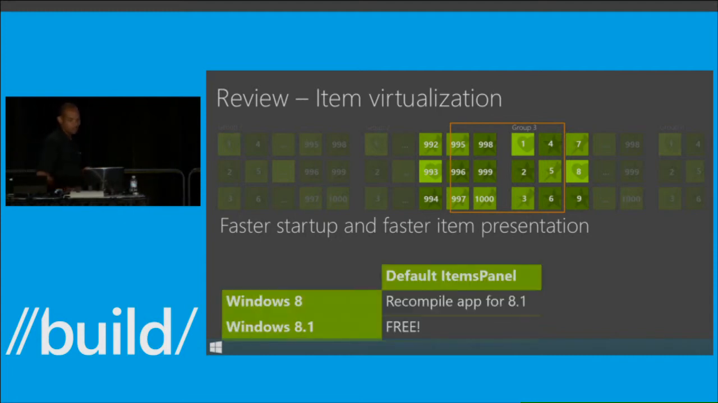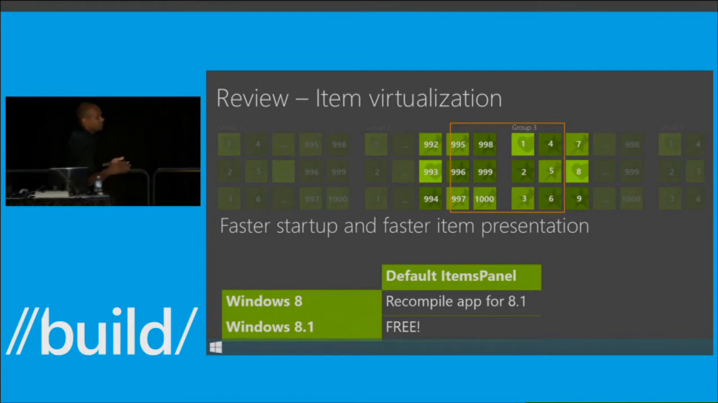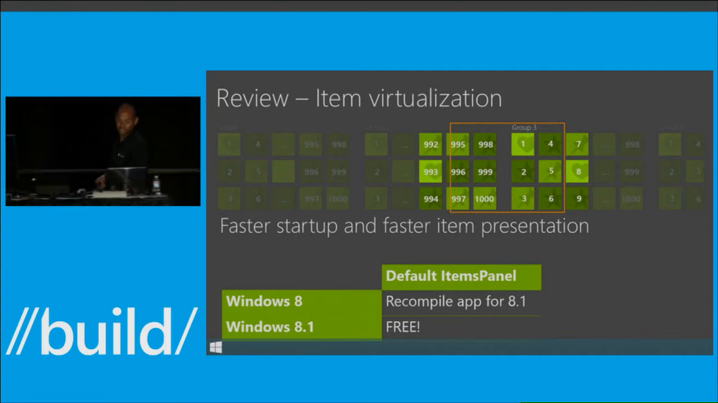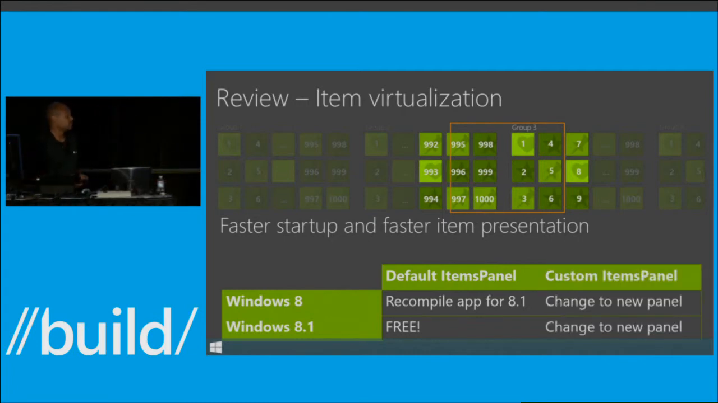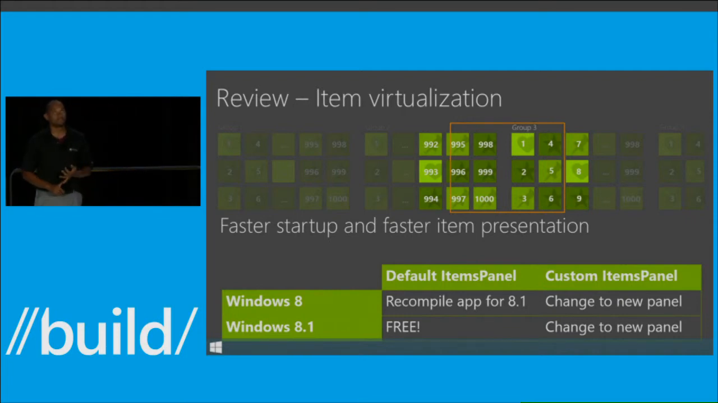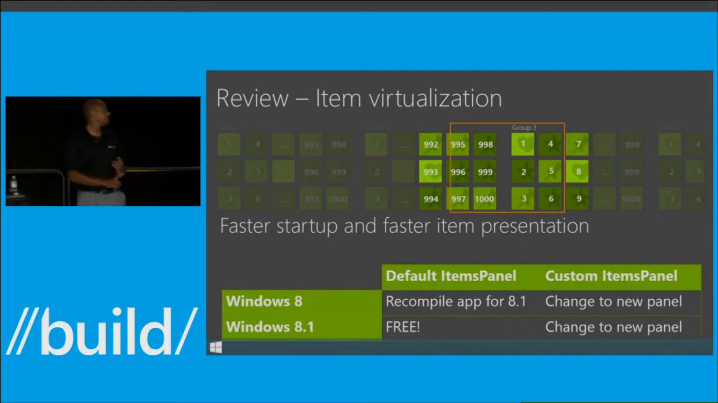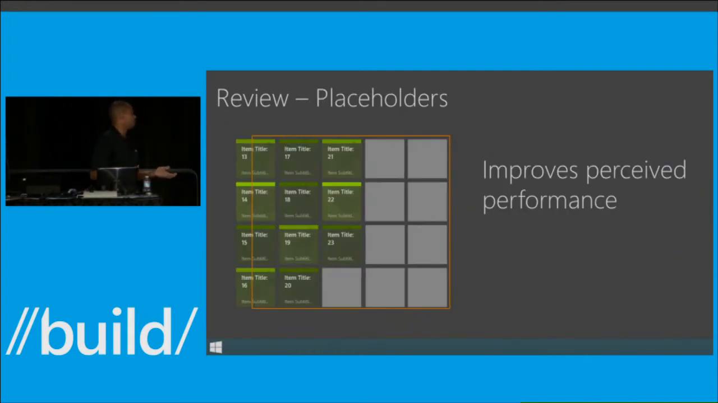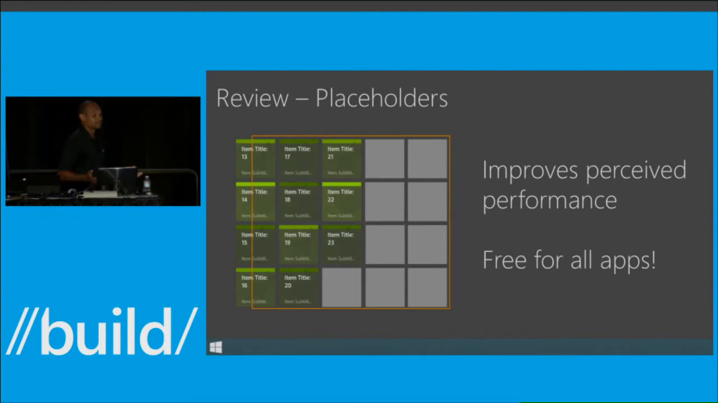So if you have a Windows 8 or 8.1 app that uses default items panels, for Windows 8, you just need to recompile your app for 8.1, and you'll get that for free. And all 8.1 apps will get that for free if you don't change the items panel. If you do change the items panel, consider moving to the new panels. So for list view, that's items stack panel, and for grid view, that's items wrap grid. Placeholders improve perceived performance, and all apps get it for free when you run on 8.1.